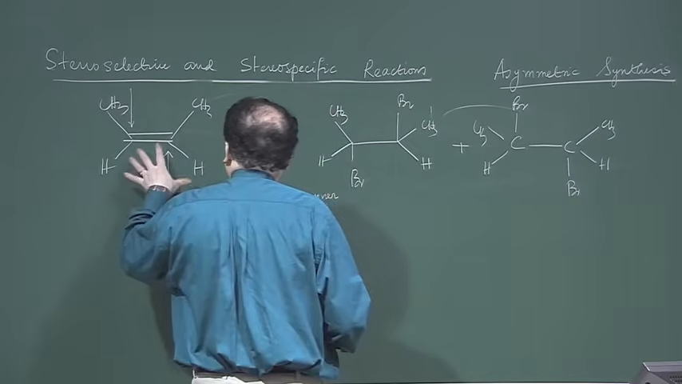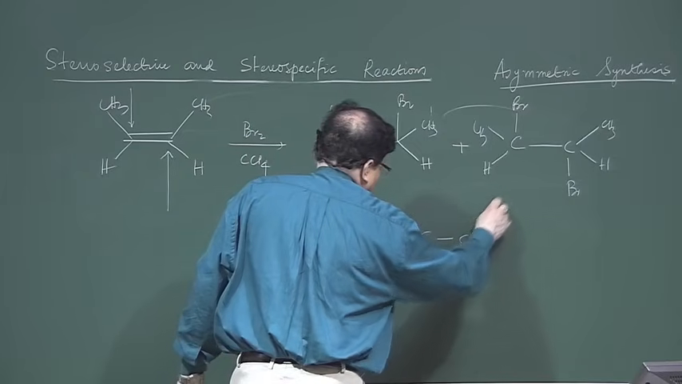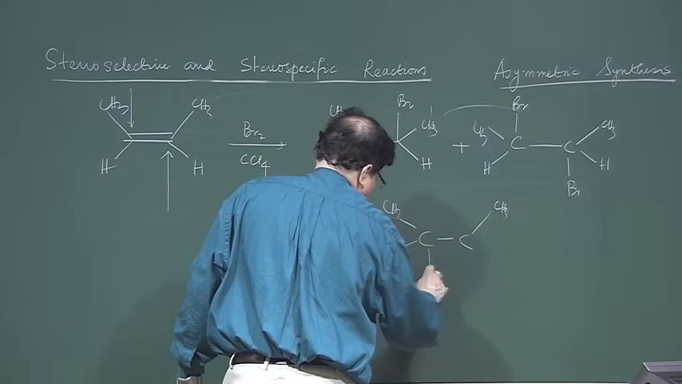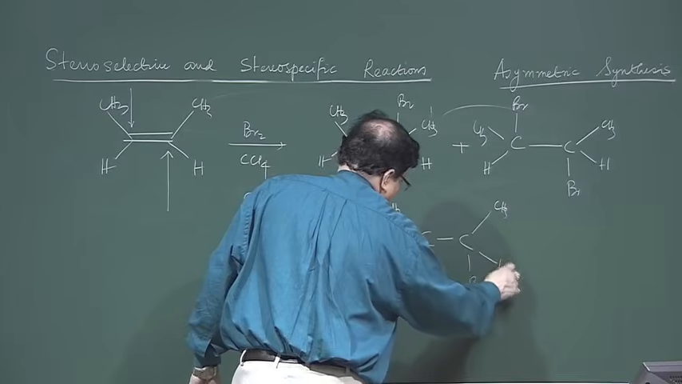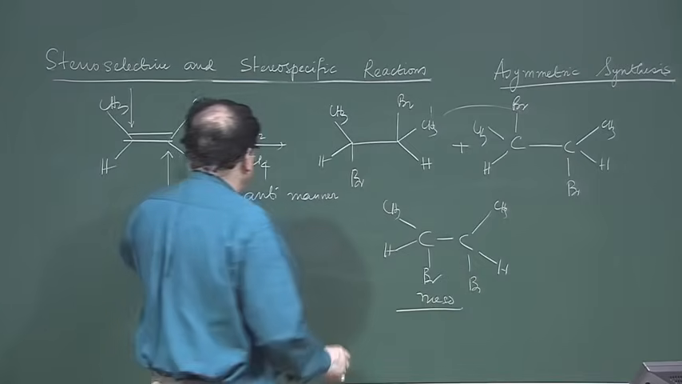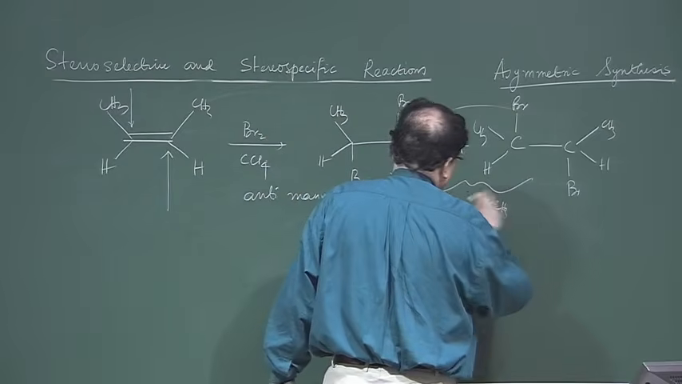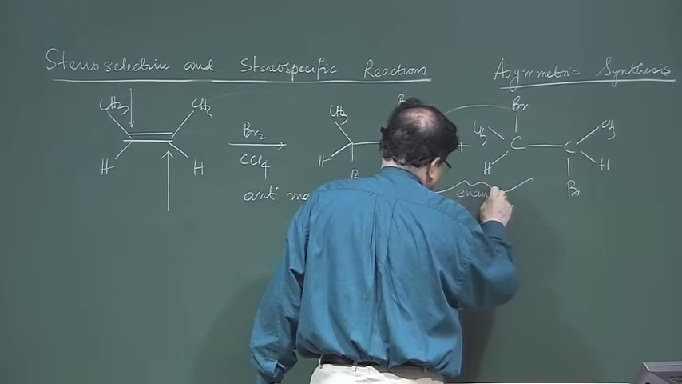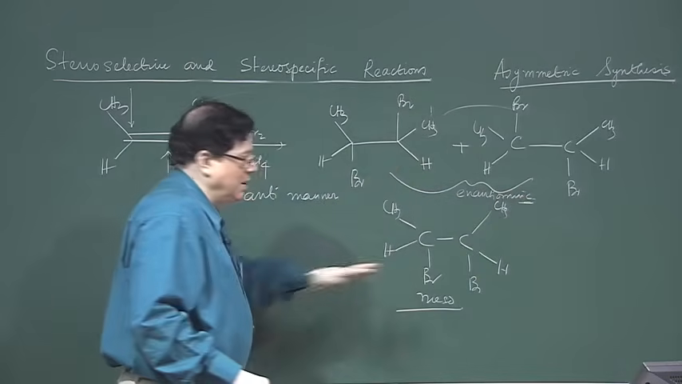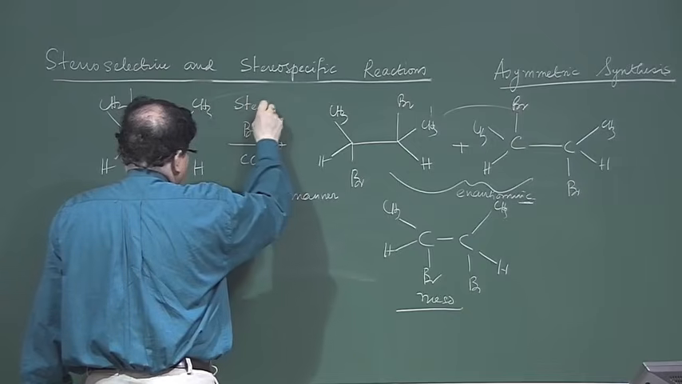Now, there is a third possibility, the third possible compound with this formula is the Meso compound, which has a plane of symmetry, that we know. This is the Meso, but what is obtained in this trans addition of bromine is only these two. So, these two are one enantiomeric pair. So, you get one enantiomeric pair and not the Meso compound. So, this reaction is stereoselective.